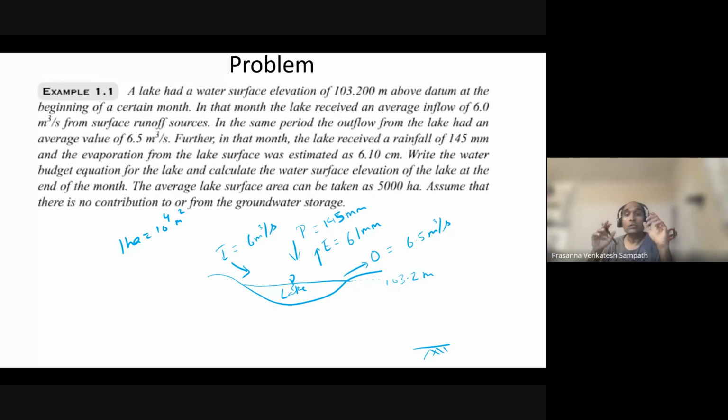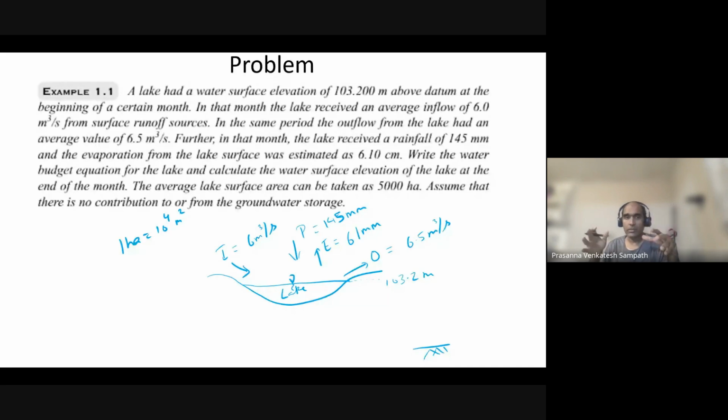Okay, so now we have all these numbers. Unfortunately, these numbers are given in some kind of mixed units. I have meter cube per second, I have millimeters, I have centimeters, I have hectares. Some things are given as a rate, meter cube per second. Something is given as an absolute total amount, right? Precipitation of 145 millimeters.